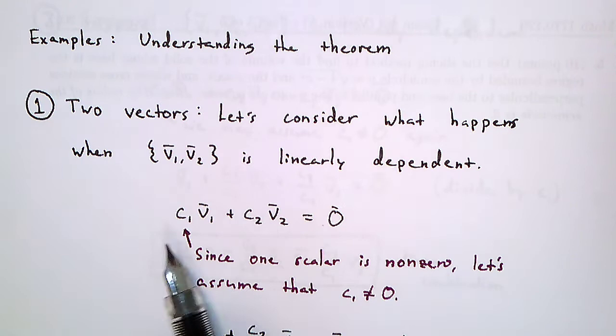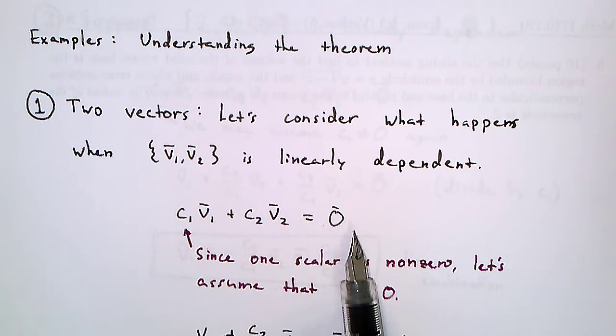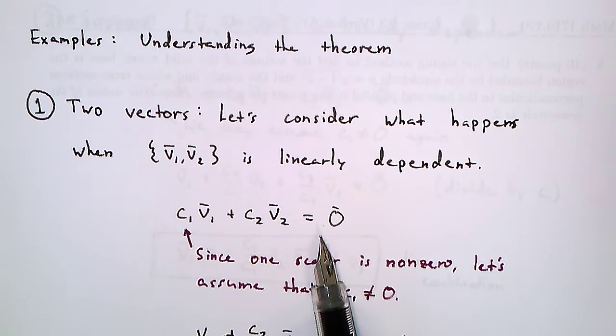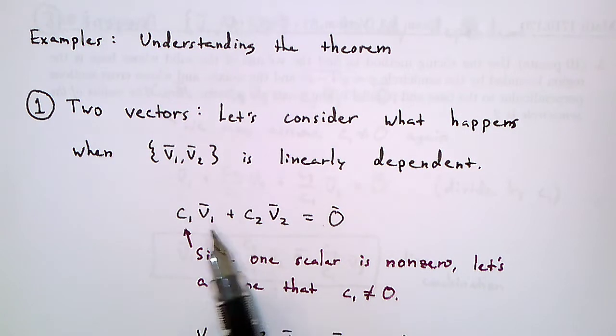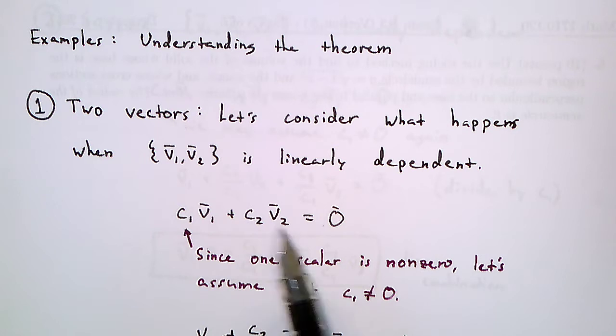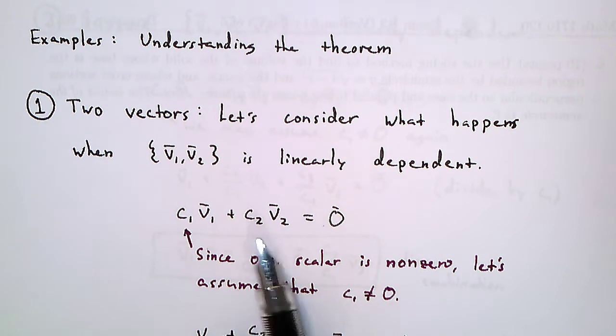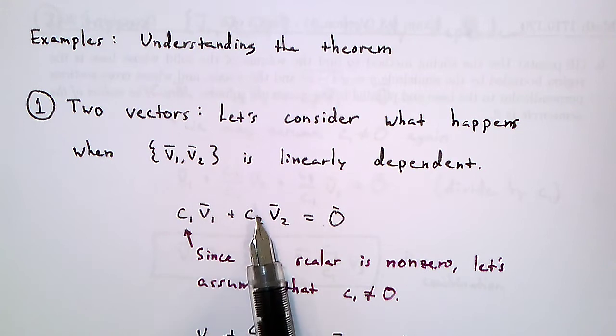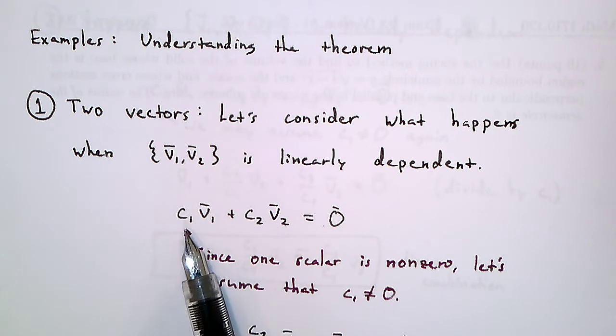Well, that means that this equation holds, c1v1 plus c2v2 equals 0, and one of these two scalars, c1 or c2, is not 0. Since it doesn't really matter which order we put these in, right? We can rearrange addition however we like. Let's just assume that this one, the first scalar c1, is non-zero.